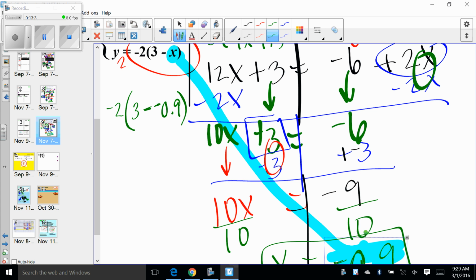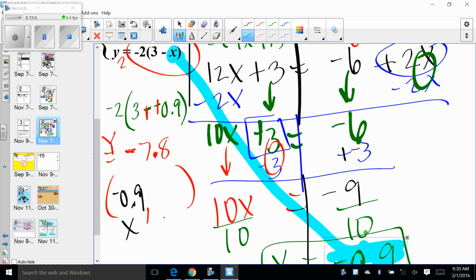3 minus negative 9/10. You might want to type that in your calculator. So we have negative 2 on the outside multiplied by 3 minus negative 9/10. When we substitute that in, that really turns into kind of a chop-chop scenario. And we end up with negative 7.8 as our y. Our y becomes that, negative 7.8. So here's our point of intersection then. Our x value is negative 9/10. And our y value is negative 7.8. So that is our point of intersection for those values, negative 9/10 and negative 7.8.